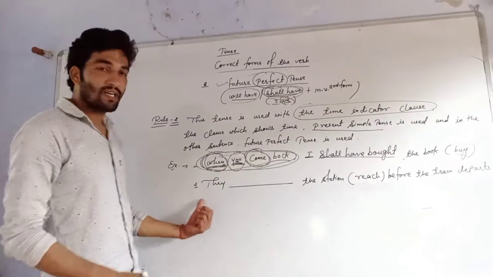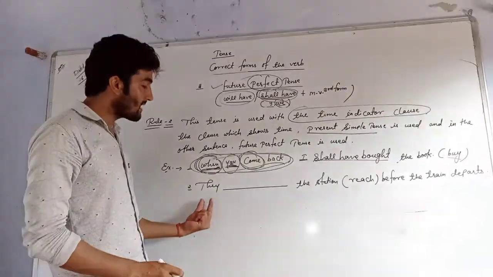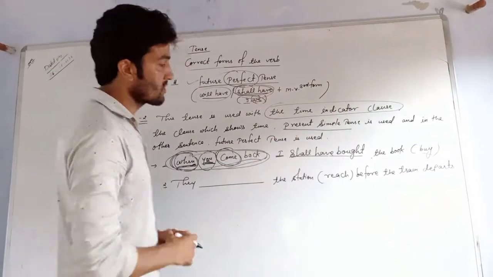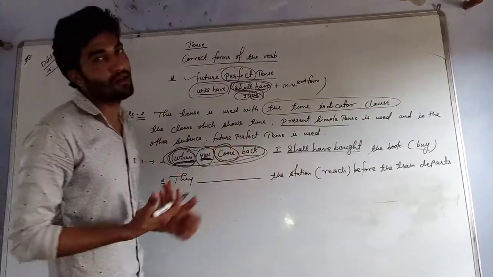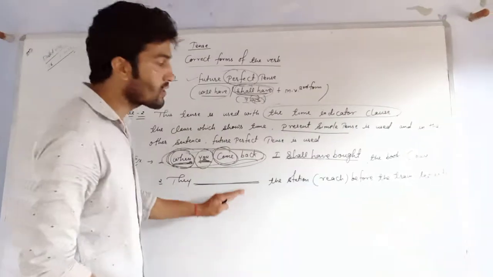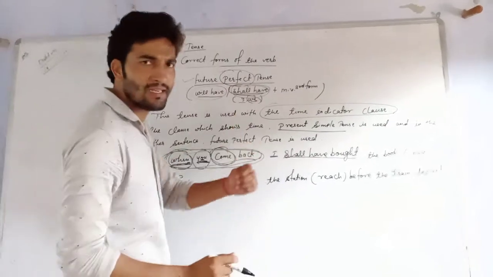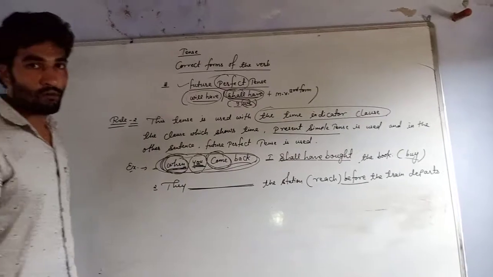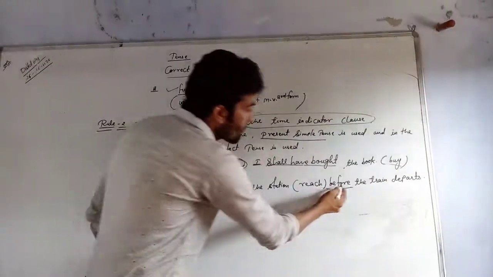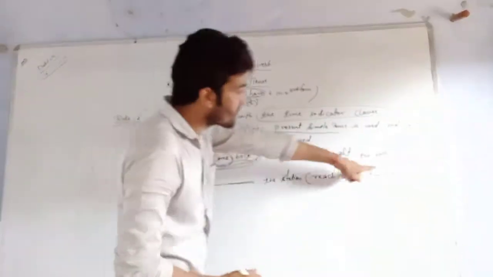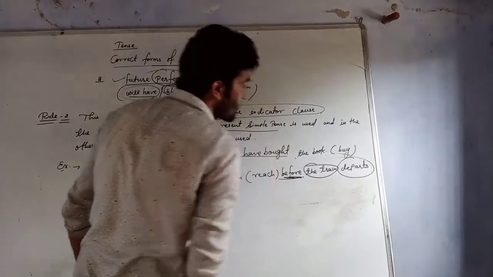Okay, look at the second sentence. The sentence is: they blank the station, in the bracket the verb is reach, before the train departs. Here the blank is given in the sentence, so don't look at this sentence, look at the second sentence. The second sentence starts with before. So, before the train departs. After before, the subject is the train, and after the subject is given departs.